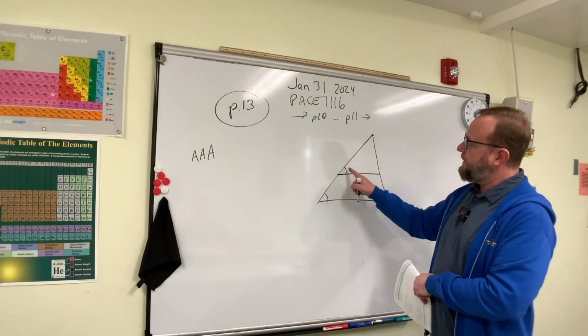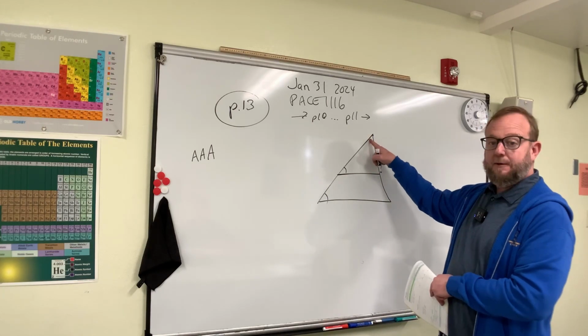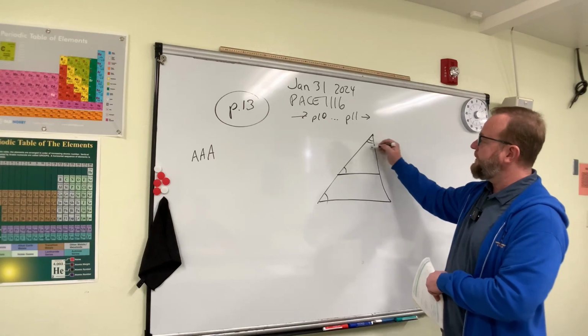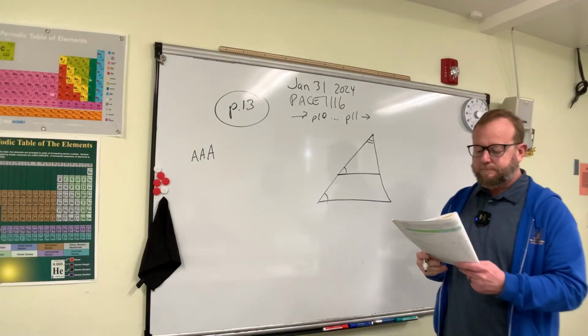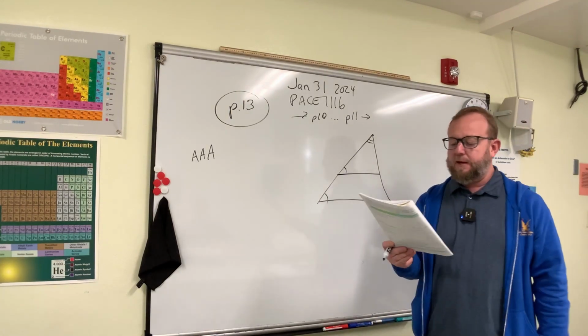I got this one. I don't know anything about that one. What about that one? That one I can mark because this angle is shared by both triangles. So that is in fact a yes, and it's 2 angles that I know are congruent.